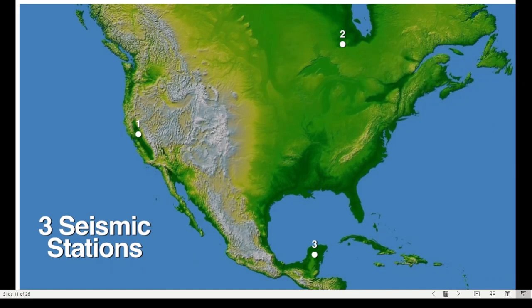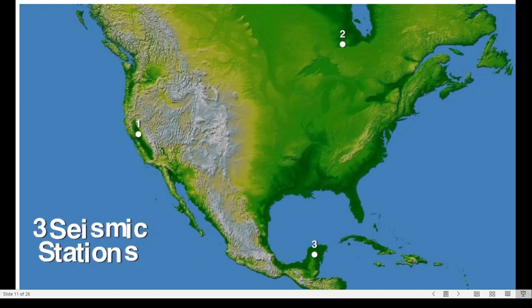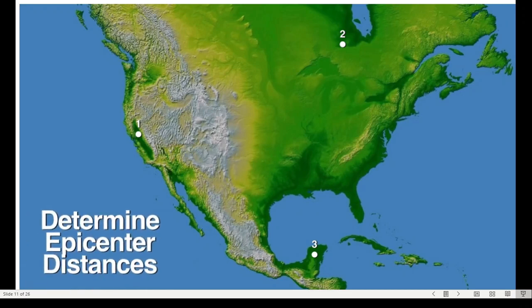So, step 1 is going to be to take the data, the seismograms from each of these stations, and determine each of their epicenter distances. That is to say, I want to know how far point 1 is from the earthquake, how far point 2 is from the earthquake, and how far point 3 is from the earthquake.